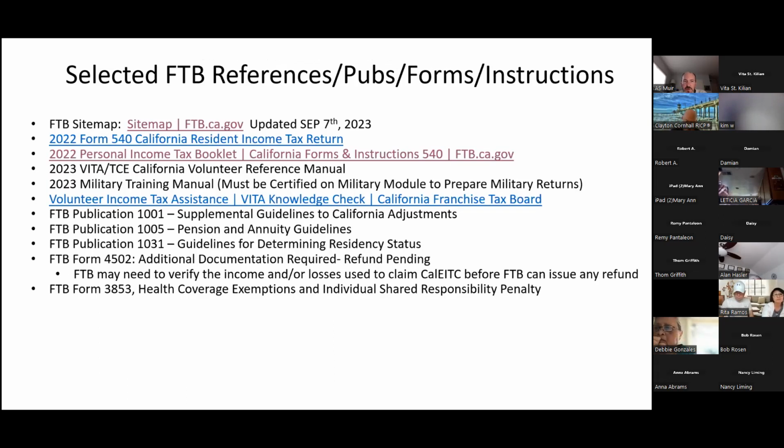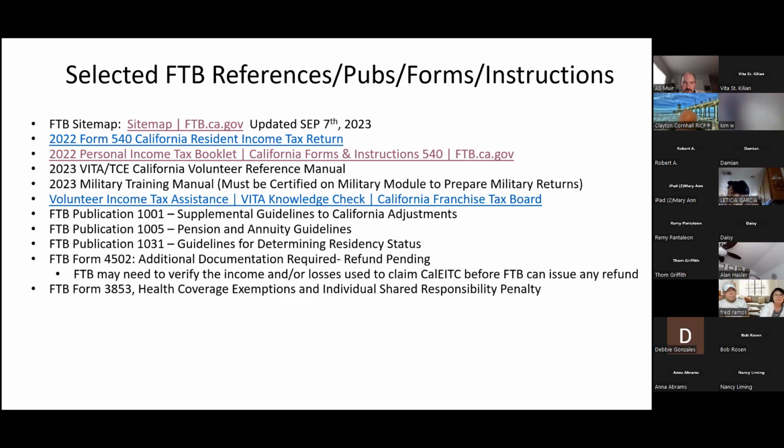Okay, so here are some of the references for California, and we're going to go through that sitemap a little bit today. I stumbled upon the sitemap maybe last year or a year or two ago, and it is an excellent reference because it talks about just about anything you want to know about California. Although we're focused on individual returns, there's information regarding not only individual returns, but also business returns.